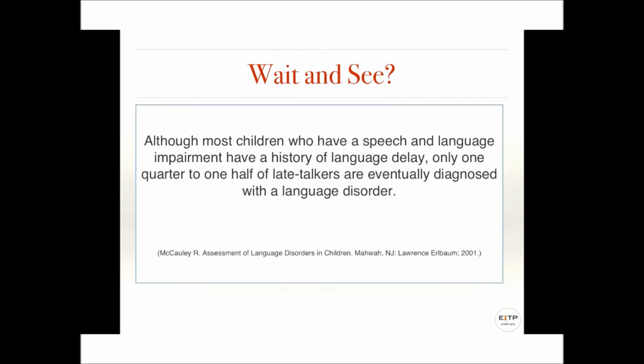So sometimes it's a wait and see, and sometimes it's let's intervene. I thought this was an interesting statement to consider. Although most children who have a speech and language impairment have a history of language delay, only 1/4 to 1/2 of late talkers are eventually diagnosed with a language disorder. So that really helps support looking at, is it a delay? Are they developing in a typical sequence? How much support do we need to provide them? What supports do we need to provide them? We can argue and we can advocate to support those late talkers. It's just a matter of really scrutinizing and looking at the risk factors to decide when it is that we intervene. So just bear that in mind.